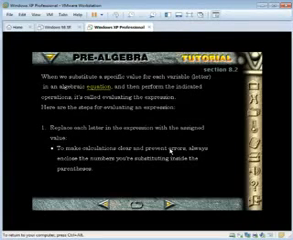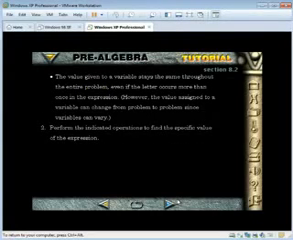Here are the steps for evaluating an expression. 1. Replace each letter in the expression with the assigned value. To make calculations clear and prevent errors, always enclose the numbers you're substituting inside parentheses. The value given to a variable stays the same throughout the entire problem, even if the letter occurs more than once in the expression. However, the value assigned to a variable can change from problem to problem, since variables can vary. 2. Perform the indicated operations to find the specific value of the expression.